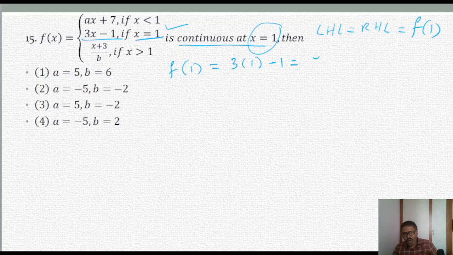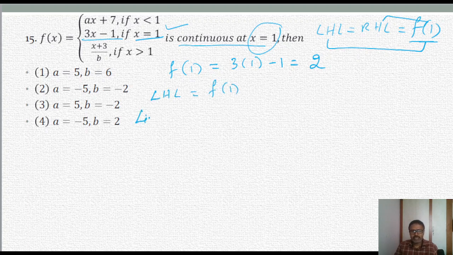Now further, to solve these problems, friends, we have two variables. Actually we need two different equations to find the value of two variables. So what we are going to do, we know this value 2. We'll take LHL is equal to this, and RHL is equal to f of 1. Two equations. First we'll go with LHL is equal to f of 1.